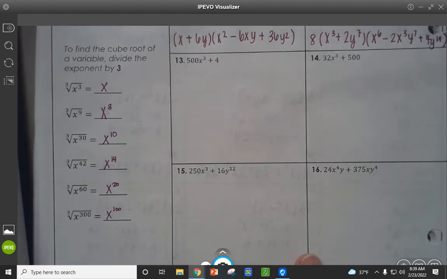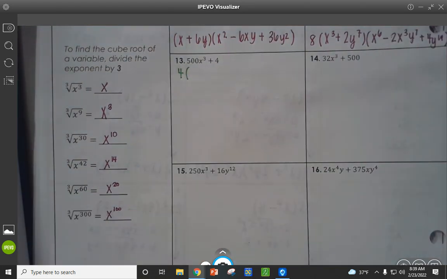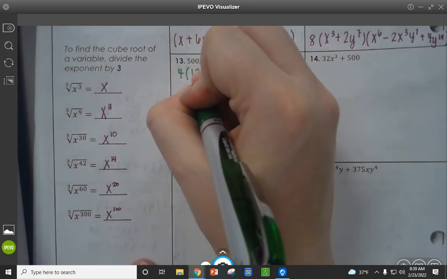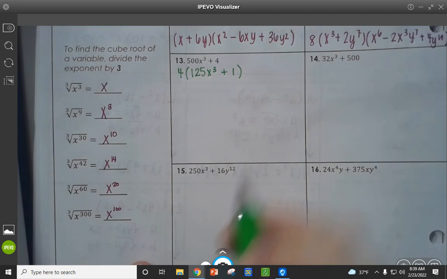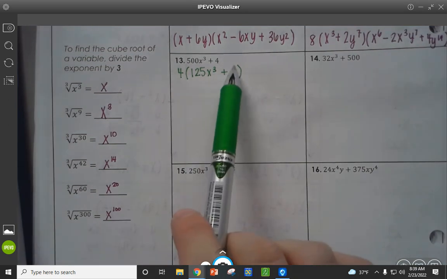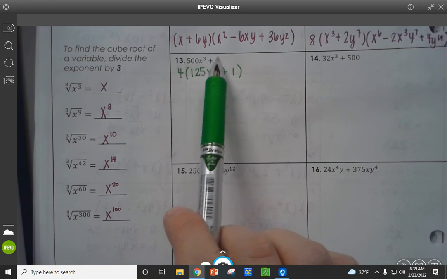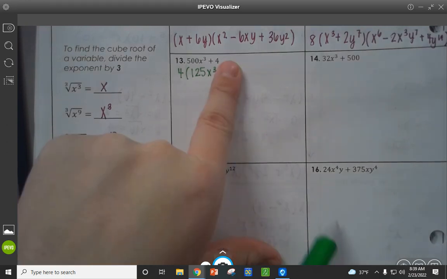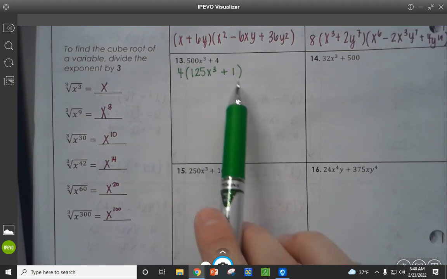Any questions? Number 13 has a GCF. What is it? 4. So if I divide everything by 4, I get 125x cubed plus 1. One of the biggest mistakes that a lot of you made on that Google form was that you took out the 4, and you left off this plus 1 at the end. When you divide by 4, it's not 0, it's 1.